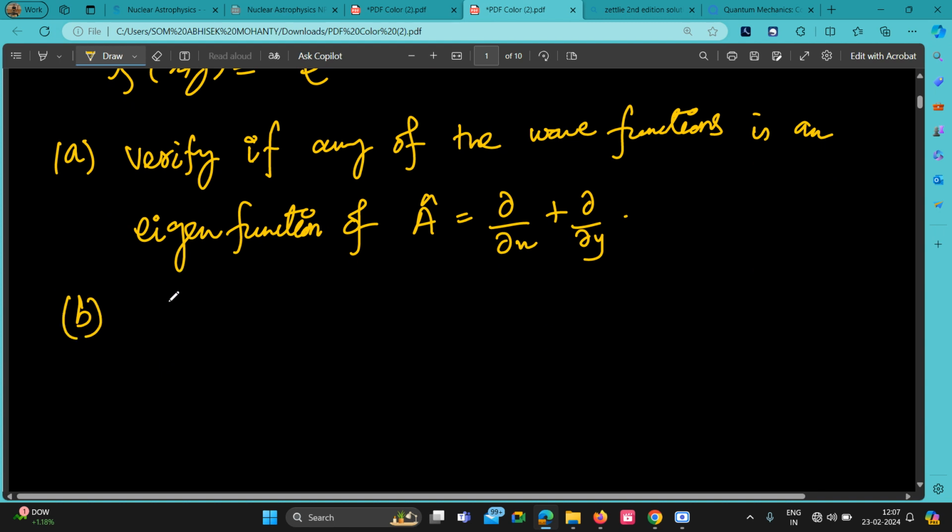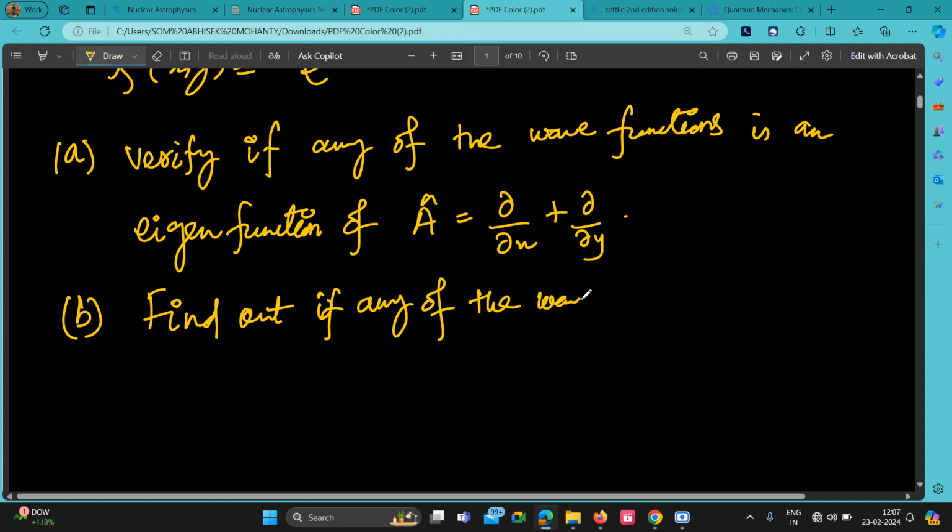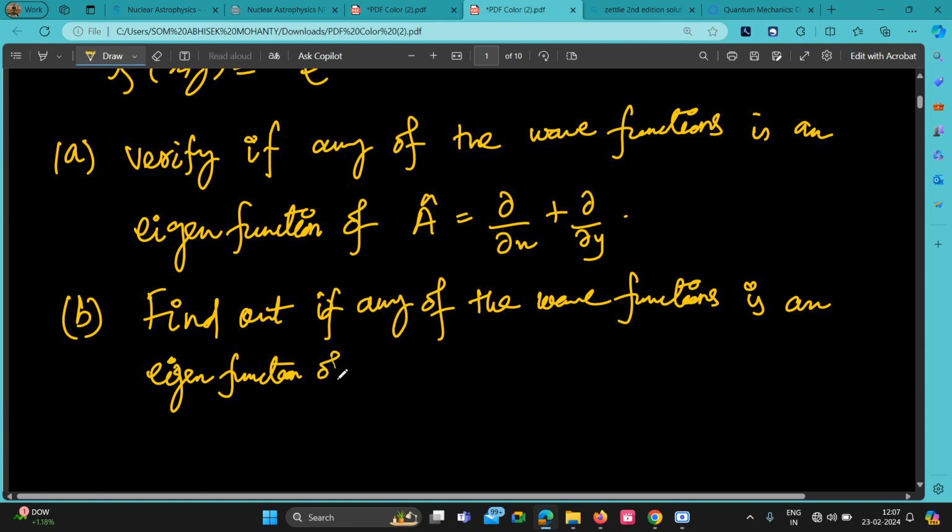Bit B: find out if any of the wave functions is an eigenfunction of B is equal to del square by del x square plus del square by del y square, okay, plus 1.